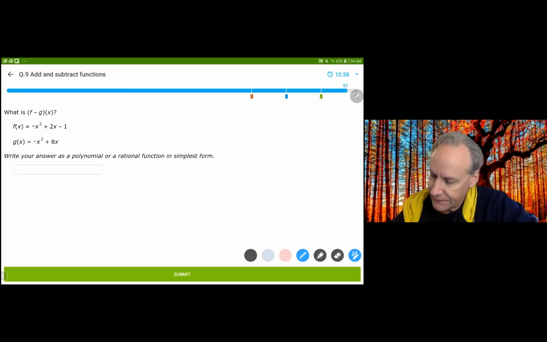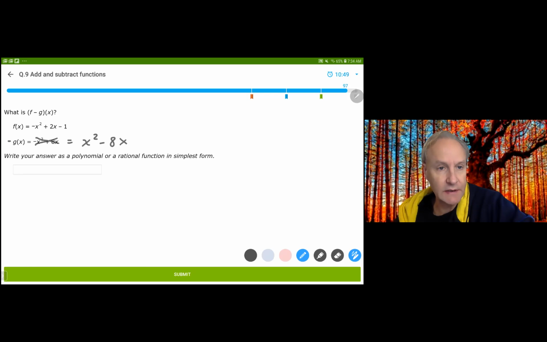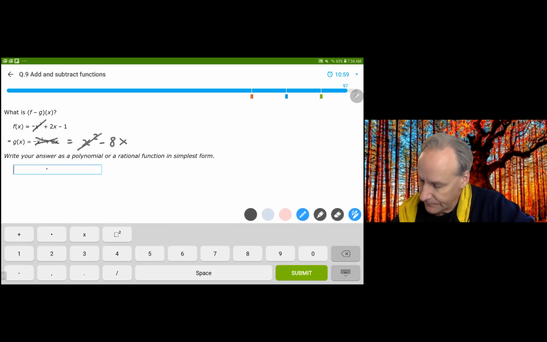And we have to change the sign of the g of x again. That's going to give us positive x squared minus 8x. I am crossing out the old one because I'm really talking about negative g of x. And then I'm going to add the like terms, and look what happens. The x squareds cancel each other out. I have a minus 6x and minus 1. And that's it.